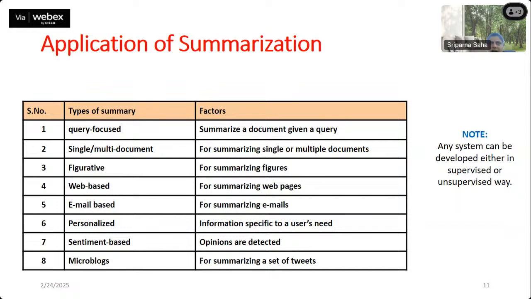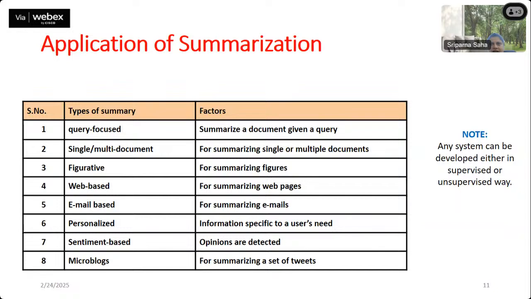Then nowadays, many events happen, and people often tweet about the events, especially during a disaster situation, after the disaster has happened, people write about the disasters on Twitter. So we can collect those tweets, and then we can generate a summary of those tweets, and the summary can be given to the rescue team, and the rescue team can plan the rescue operation. So this is called microblog summarization. So these are the different types of summarization techniques.